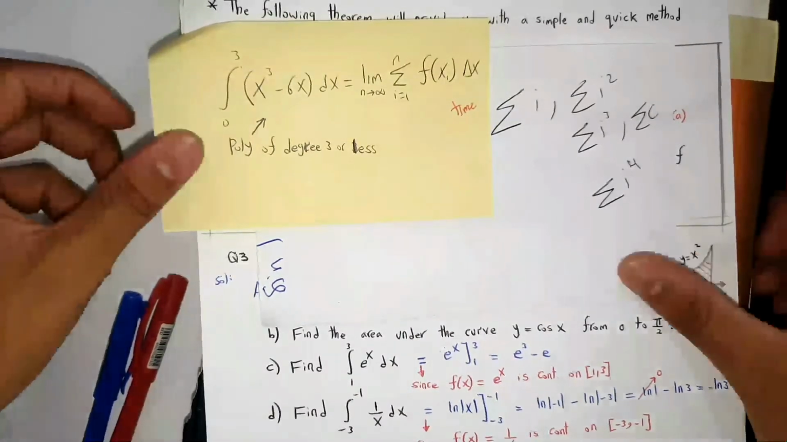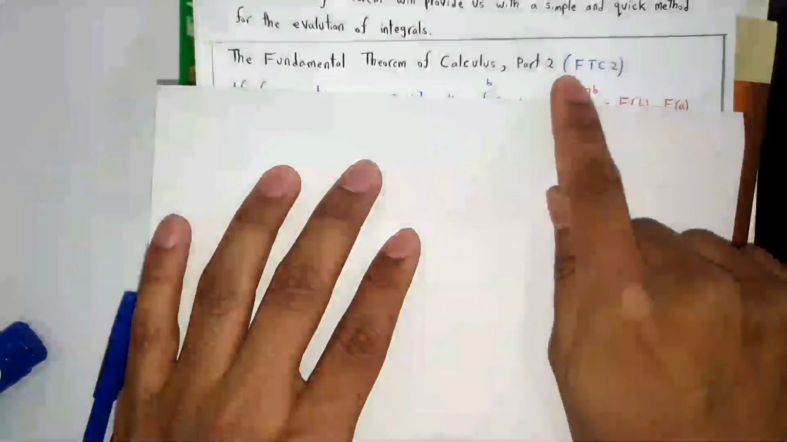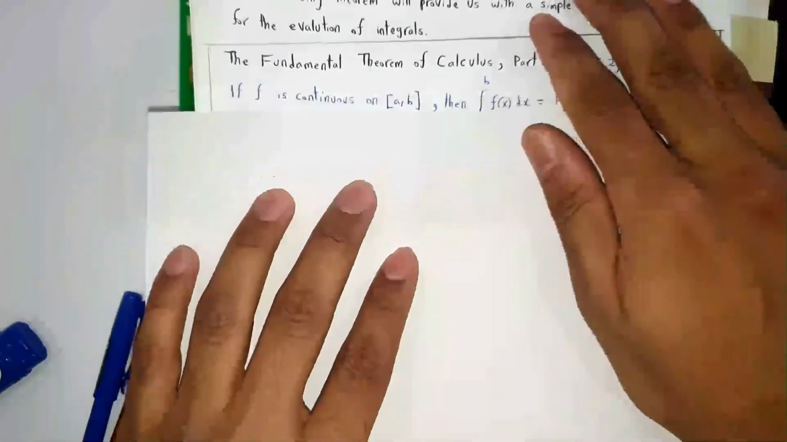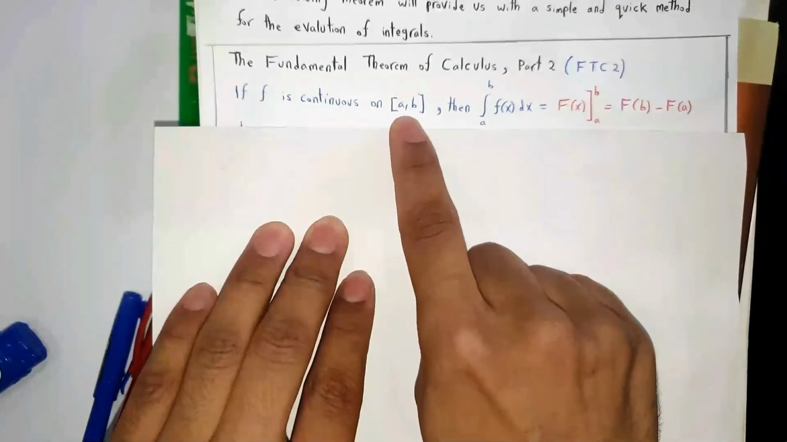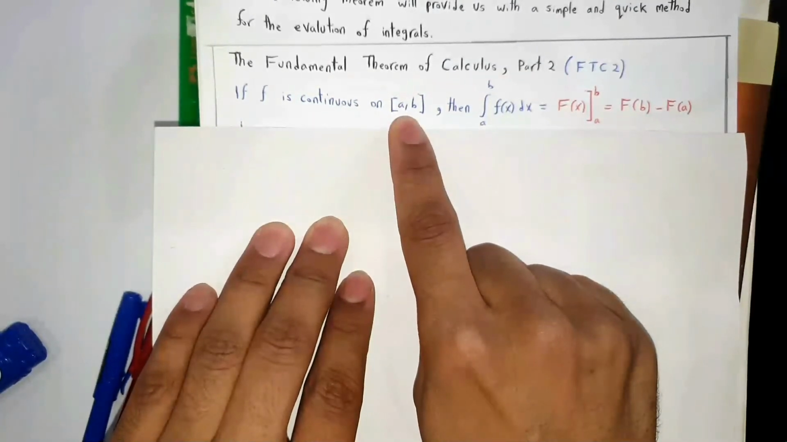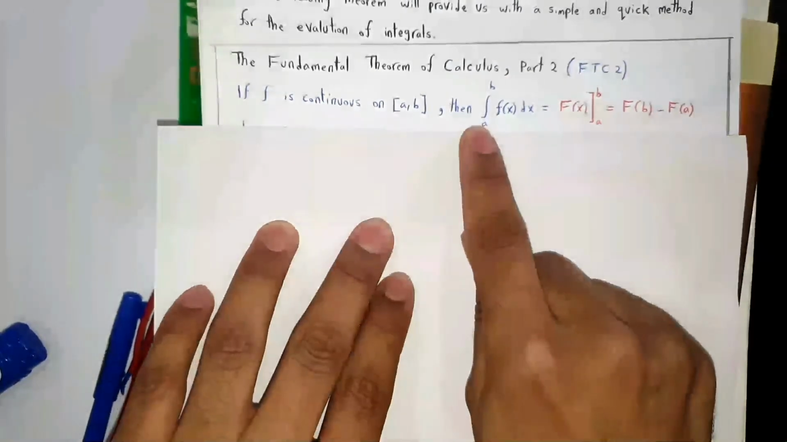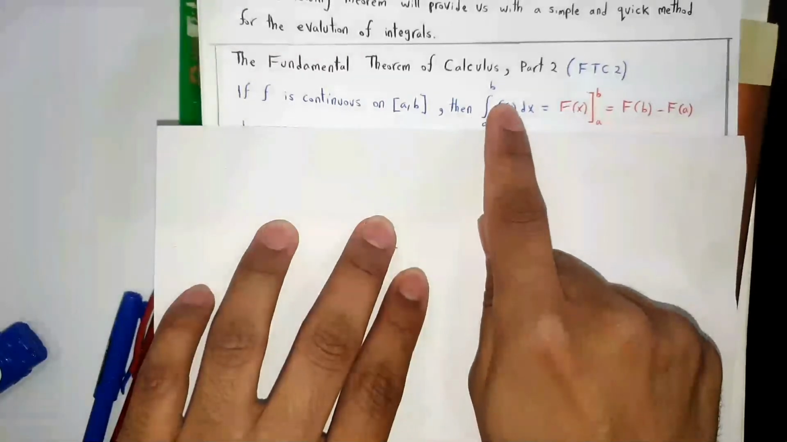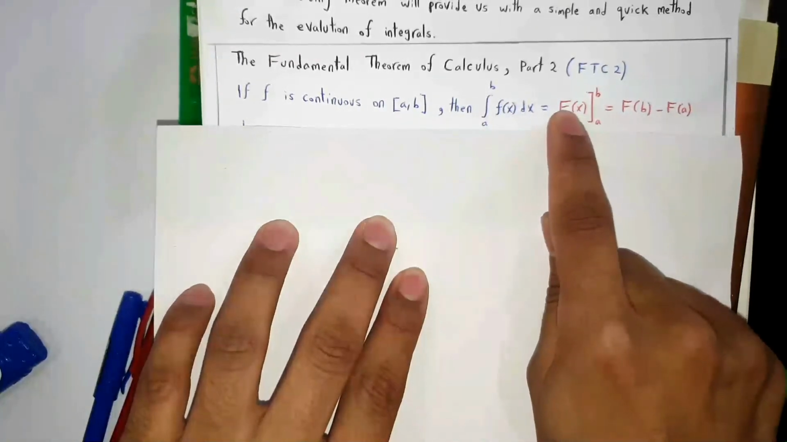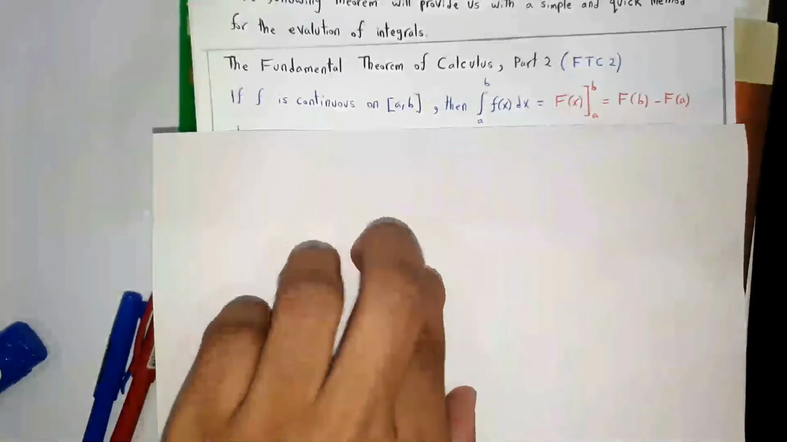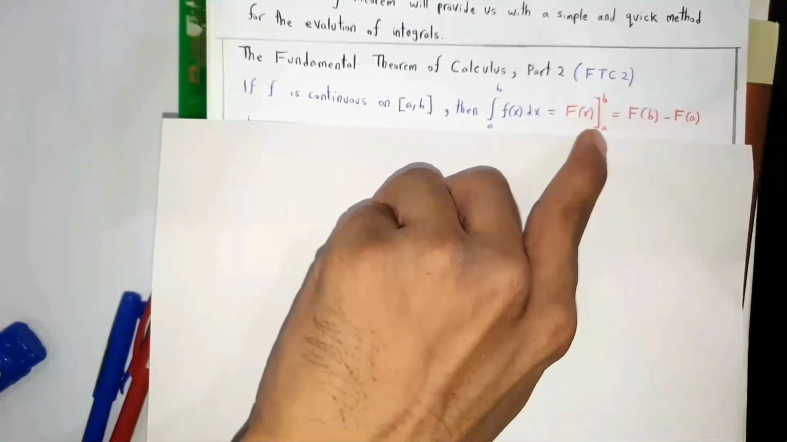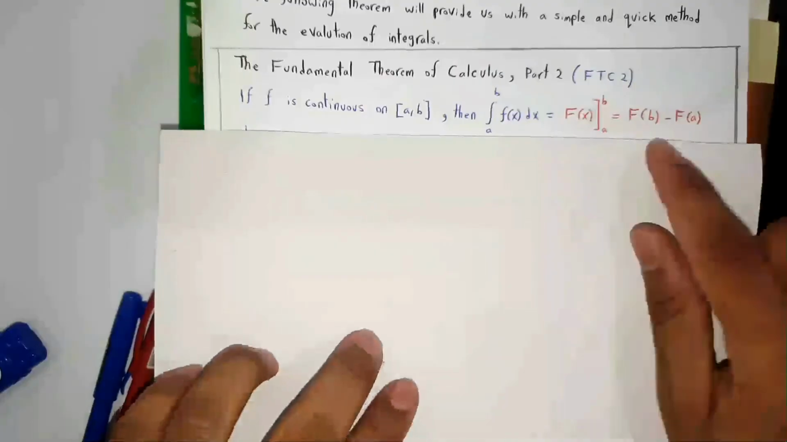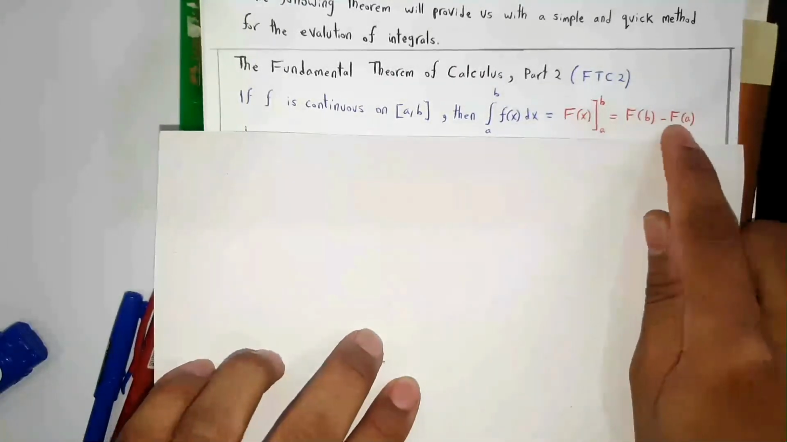Let us read it together. This theorem is abbreviated by FTC2. It says if f is continuous on [a, b], this is a very crucial condition, be careful. If we have this condition, then the integral from a to b of f of x dx is nothing but capital F of x. That means give me an antiderivative of small f and evaluate from a to b. So if you evaluate, you will get F of b minus F of a.